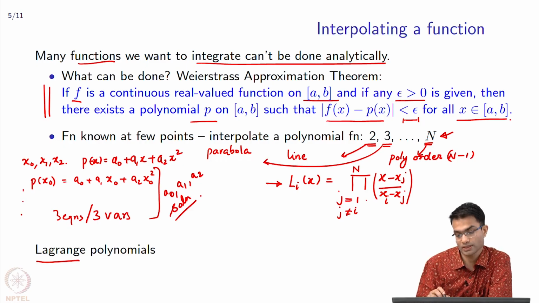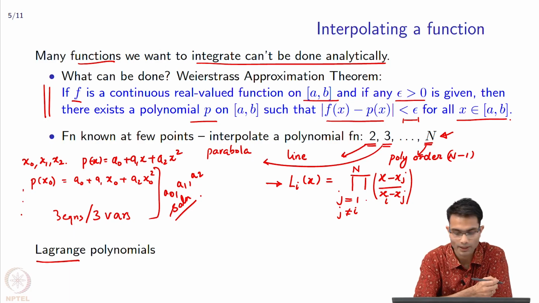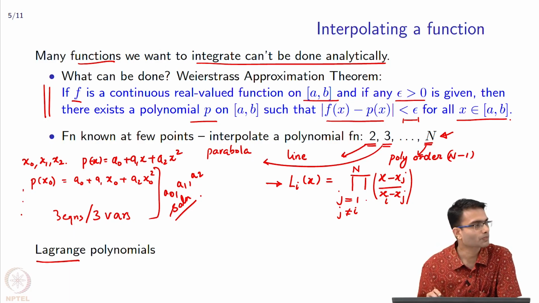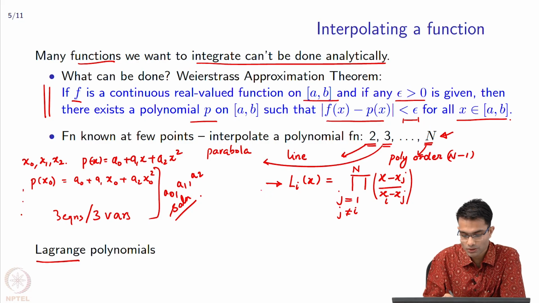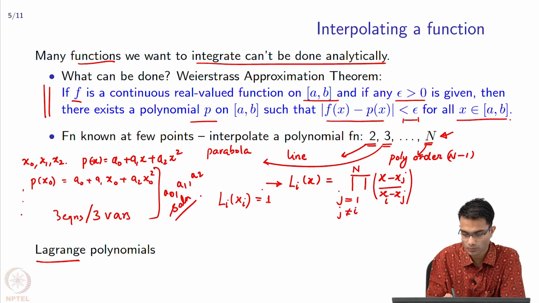So, this Li of x is a polynomial of what degree? N minus 1. There are n minus 1 terms, each term has a x minus something. So, the overall degree is going to be n minus 1. Okay. Now, this function looks quite interesting, right. So, supposing I ask you what is the value of the function Li of xi? What is its value? Each term cancels off and its value is 1.